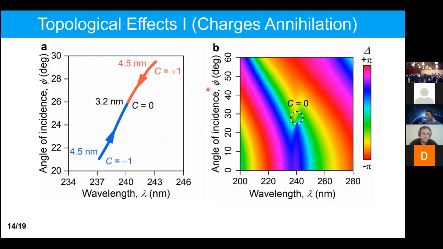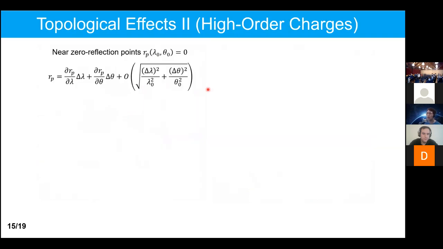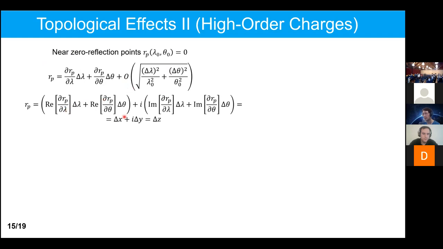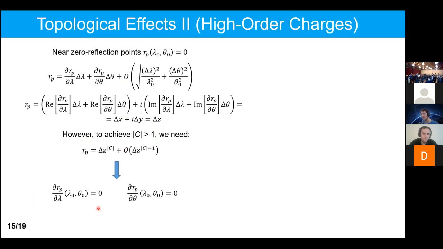And someone could ask, can we go to higher order charges? Unfortunately, we cannot. The basic reason is that near the zero reflection points, you can expand your reflection in the Taylor series, and you can define it like that. It's basically delta Z, so it corresponds to the topological charge equal to one. To have a non-trivial topological charge, your reflection amplitude should be in that form. But that form implies that the derivatives of the reflection with respect to lambda and to the angle of incidence will go to zero.